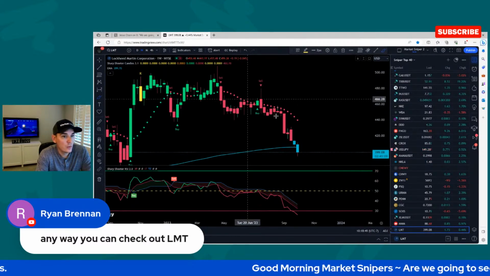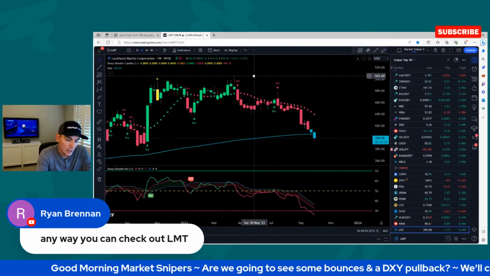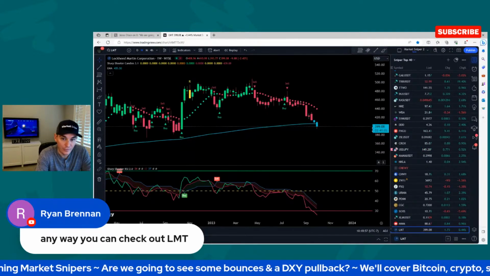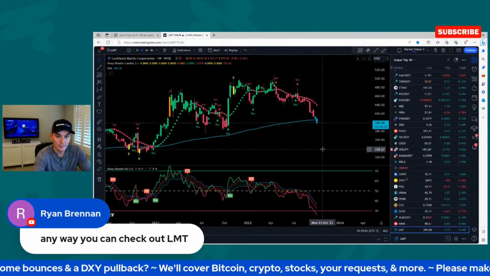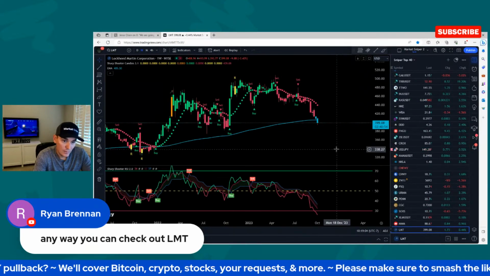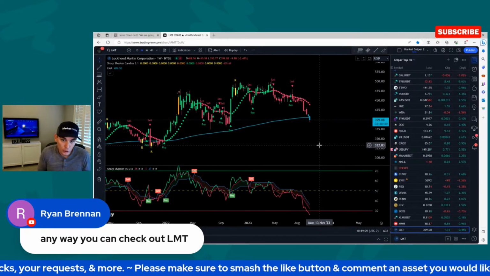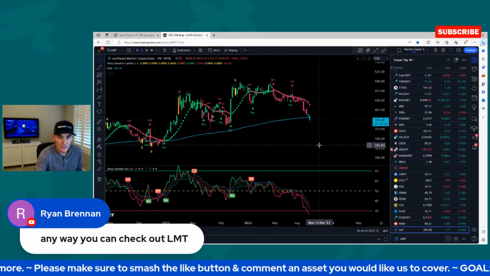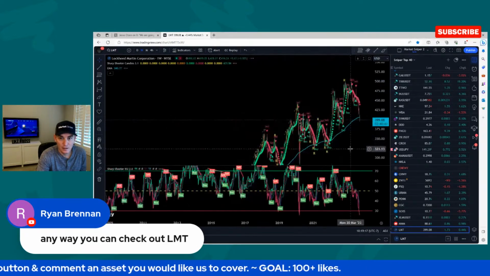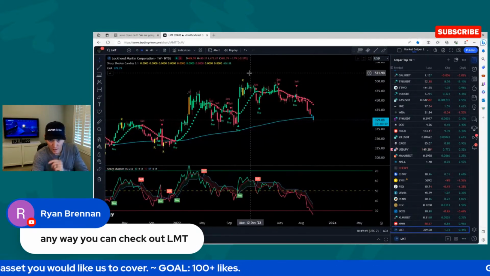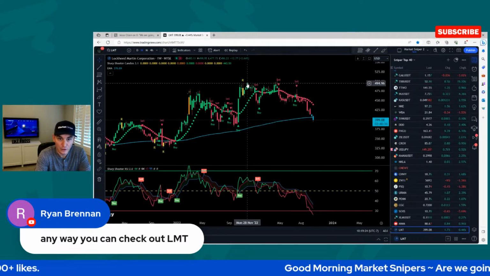Okay, so the weekly chart on Lockheed. I'm assuming you're looking for a value play, a potential buy the dip scenario, right, on Lockheed Martin? Let me know, Ryan. As of right now, it's a wait and see for me because the weekly chart is ultra bearish, right? You have the peak here at 496. That is the all-time high, right?